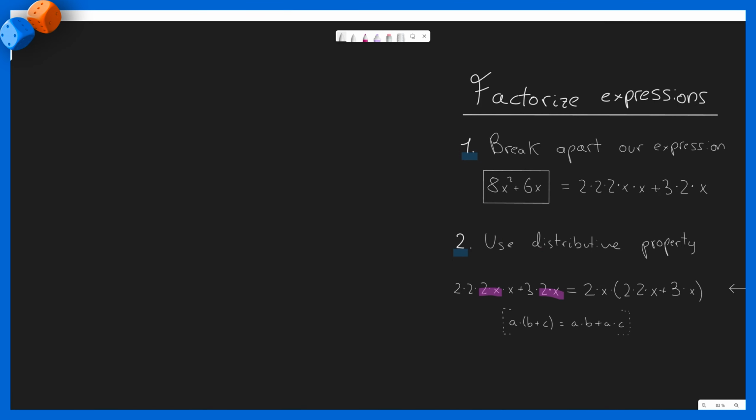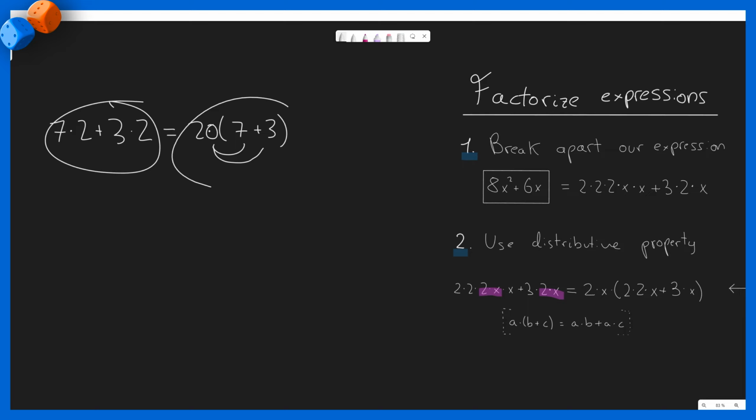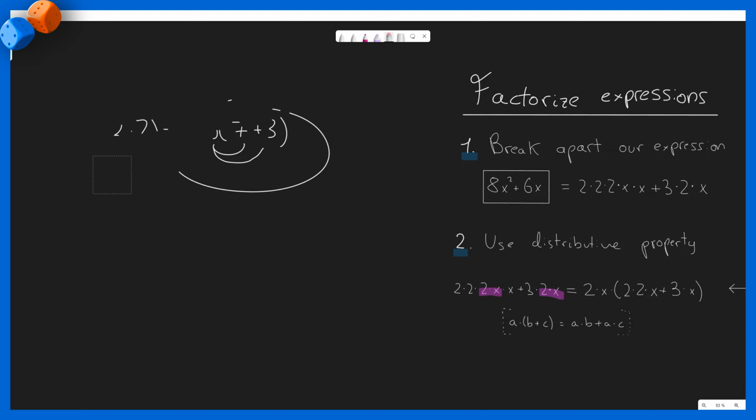If we, for example, had 7 times 2 plus 3 times 2, we could write this down as 2 times 7 plus 3, because the product is distributive. And as a result, this is equal to this. The good thing here is that the exact same thing happens when we have a variable, namely x. So to factorize any expression that contains an x, in a first instance we should factorize all the addends.